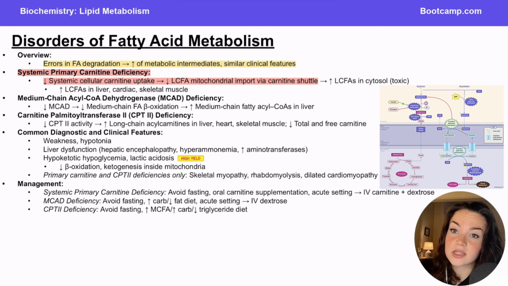If we don't have that carnitine chaperone across the membrane for the long-chain fatty acids, we're going to end up with a buildup of long-chain fatty acids in the cytosol. And these long-chain fatty acids in the cytosol are toxic. And specifically, the tissues where these like to accumulate are the liver, the cardiac muscle, and the skeletal muscle.